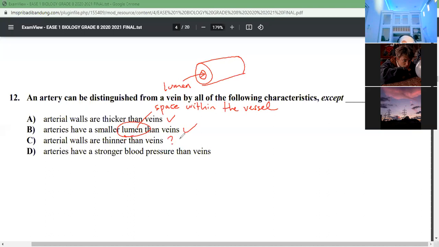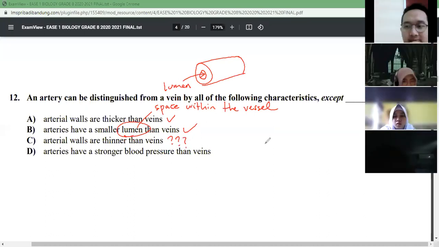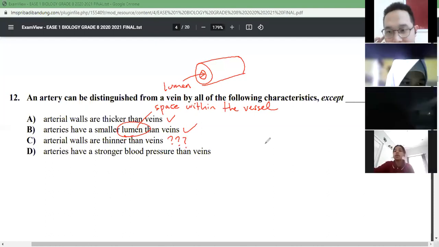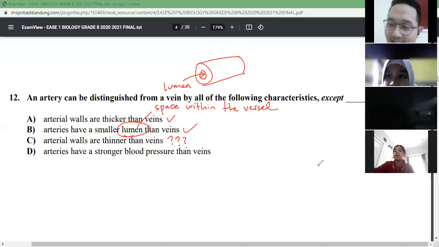Is it correct or incorrect? Any idea? Is it true or false? Let's see. False indeed. Okay, Amaya. Oh, your voice is so small. But thank you. You are correct.